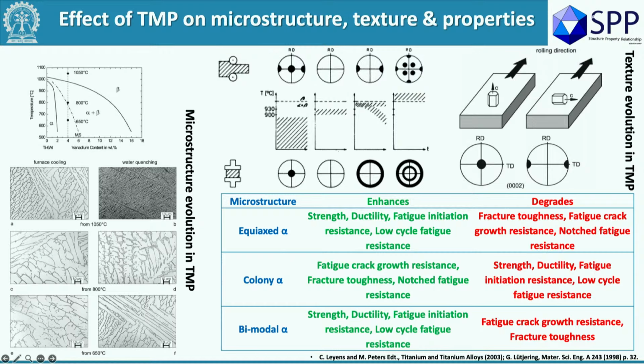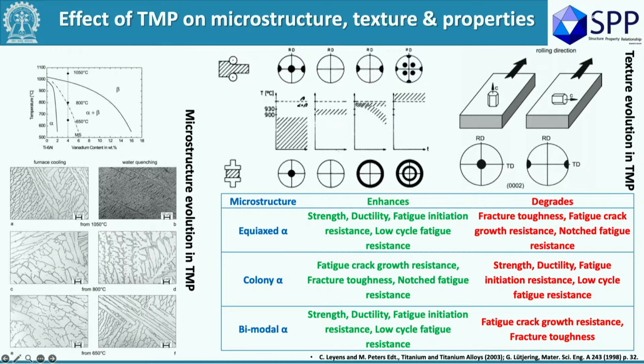And these are two completely different things. Basketweave we will not touch. I will not touch the basketweave structure today. That's a completely different story altogether. So you will get a basketweave, acicular structure. Similarly, if you do this thermomechanical treatment at different temperature ranges, low alpha plus beta, high alpha plus beta, above the beta, you will be generating different textures.